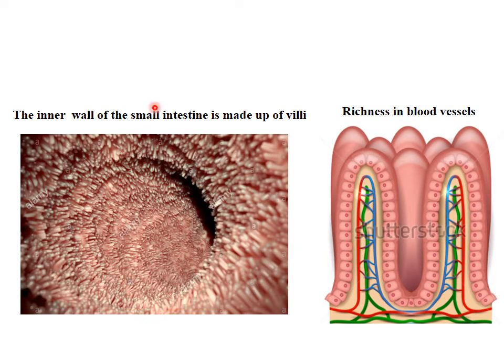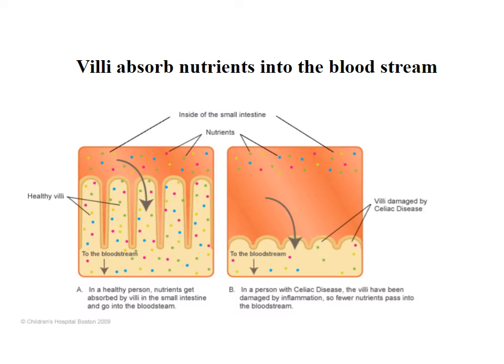Again, this is a real picture of the small intestine, as you can see here. What do we call these finger-shaped structures? These are villi. They are rich in blood vessels, and their major role is to absorb the nutrients from the small intestine to the blood. Please, you should memorize this sentence, which is the role of the villi. Villi absorb nutrients from the small intestine into the bloodstream.